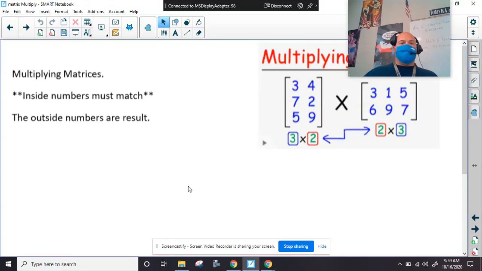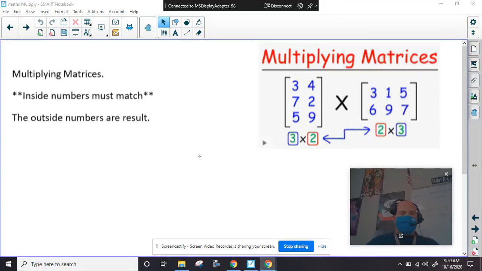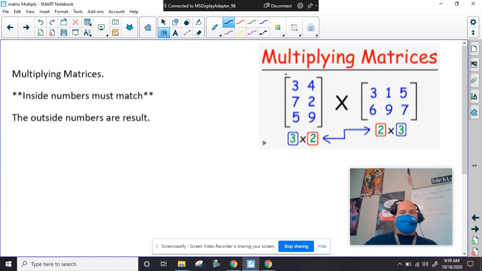All right. So when we are multiplying matrices, and again, I'm trying not to make this really big. I had this graphic. This is a 3x2. You count the rows first. The rows are the horizontal, and then the columns. These two numbers must match, and the outside numbers are your result.